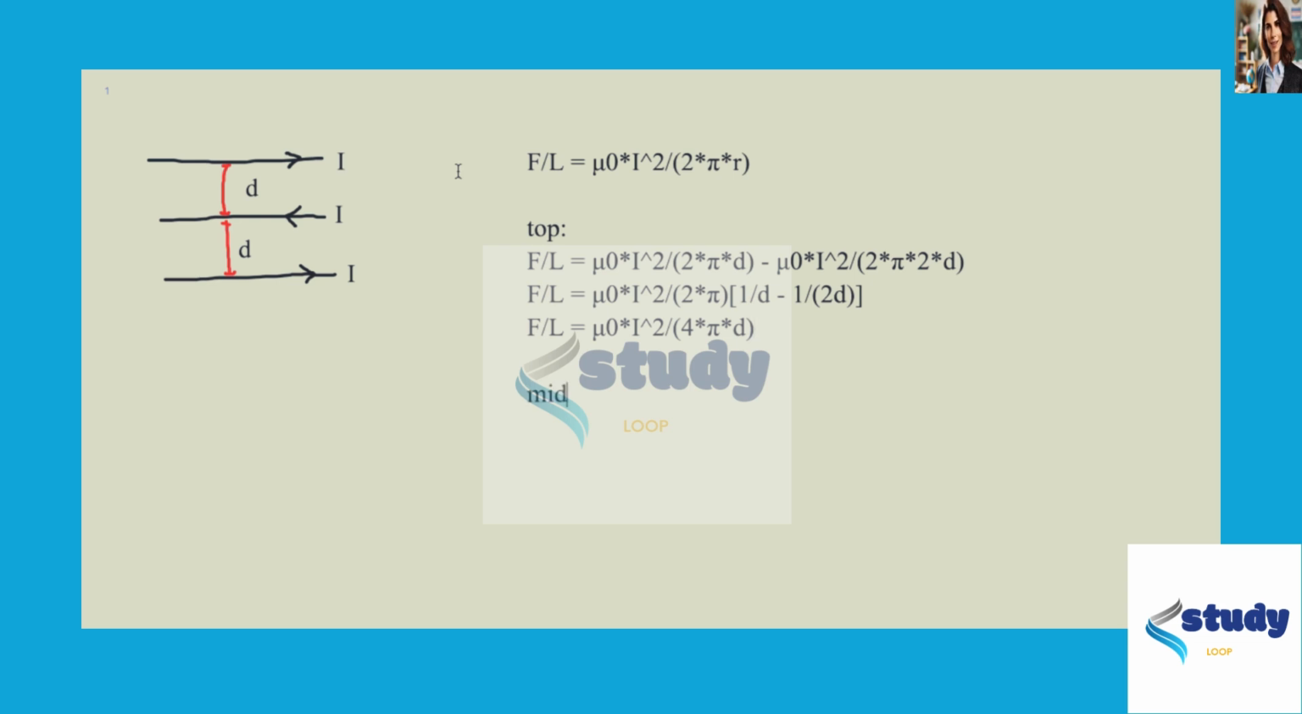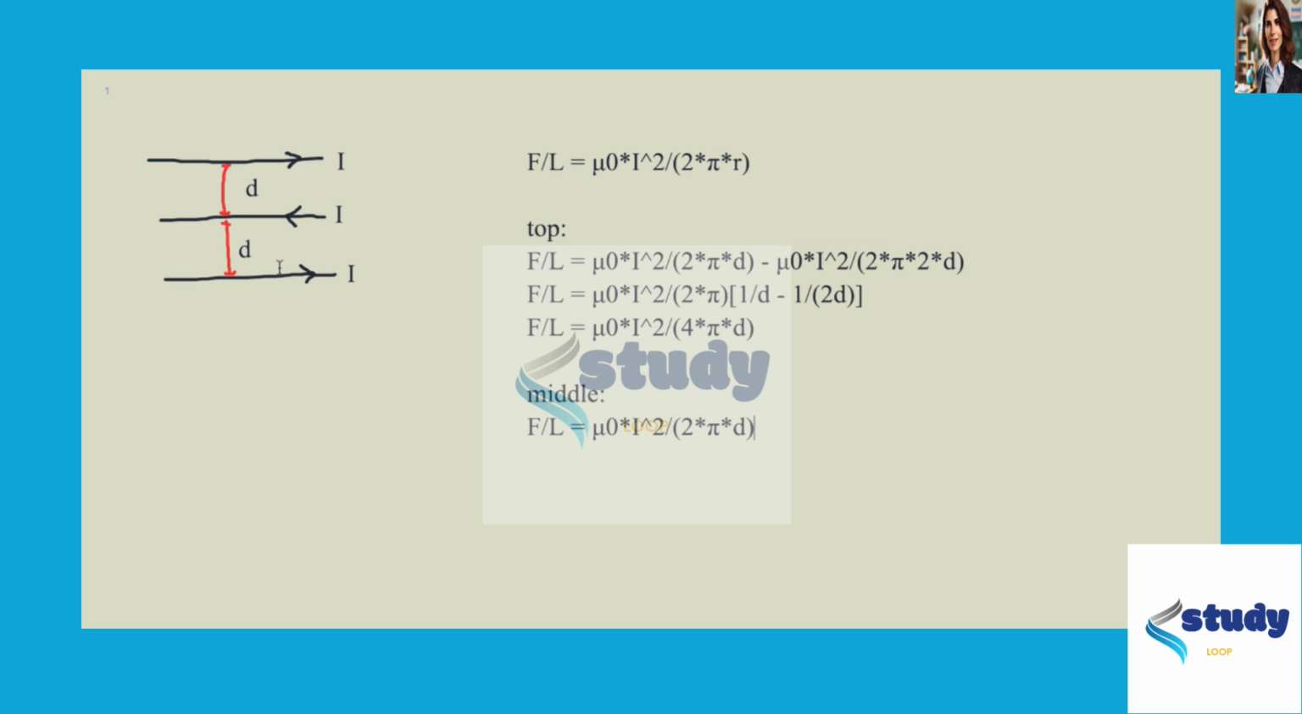Now let's think about the middle wire. We're going to start out the same way. We have F per L. Let's think about the force coming from the top wire. That's going to be expressed here because we have a distance d. And let's think about the direction of the force. Since these are in opposite directions, they're going to repel. So this middle wire is going to be pushed down by this top wire.